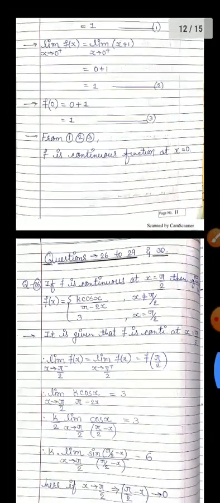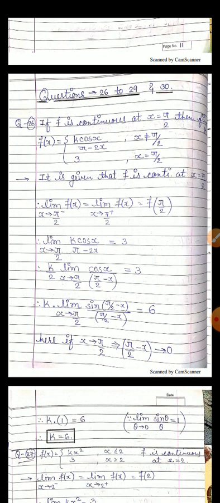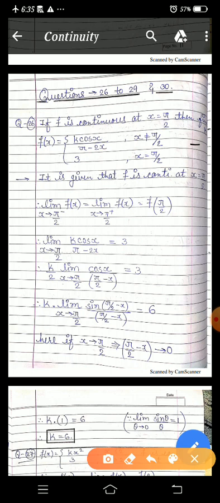Now in the same exercise, if we go ahead, questions number 26 to 30 are all of a similar method. In all those questions, it is given that the functions are continuous at the given points, and we need to find the value of k given in those functions. Suppose we take the 26th question.